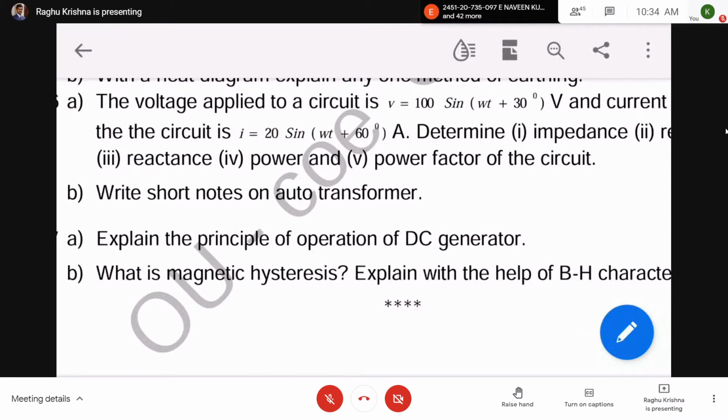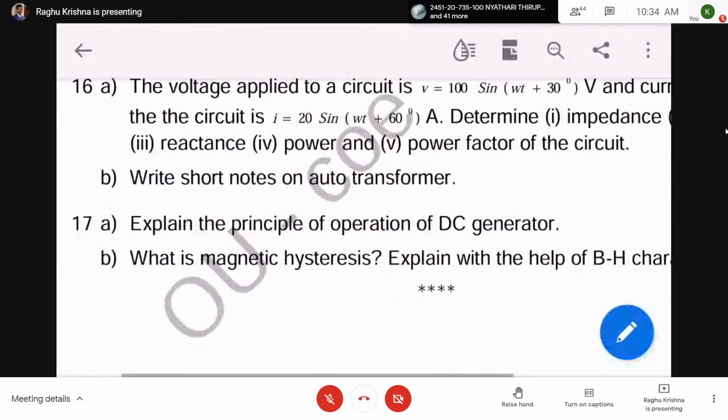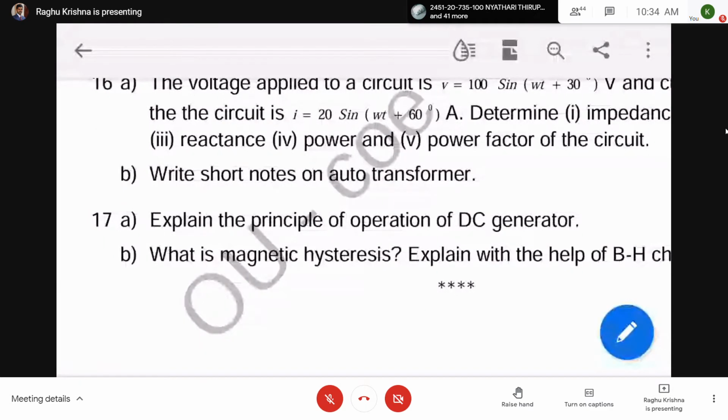If you compare the two papers, the regular exam will be very simple. The supply exam will be hard, always. This is a supplementary paper, and this will be hard. So the regular exam will be easy compared to the supply exam.